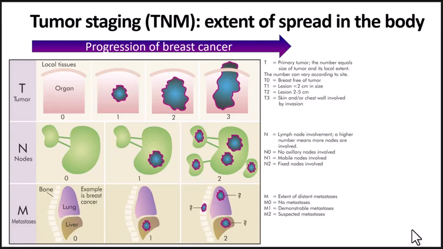But stage 4, tumor size can also be anywhere from 1 to 2 to 3. Nodal involvement can be anywhere from, believe it or not, 0 to 1 to 2.